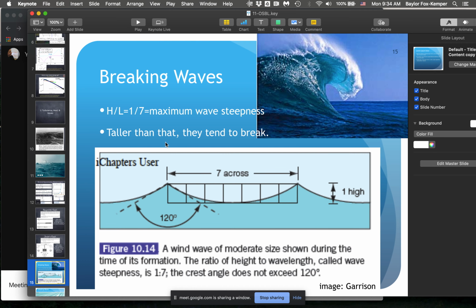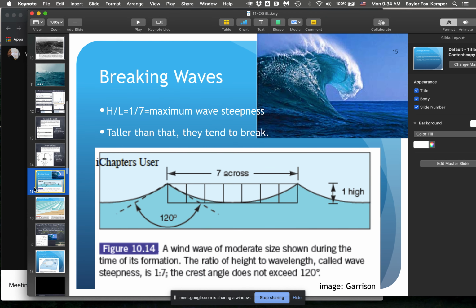Okay. So the other thing we might think about is breaking waves. And when we're thinking about the ocean surface, waves tend to break when they get steep. And this is kind of a guideline for that. So if the height of the wave is about 1/7 of the wavelength of the wave, then they tend to break. They can be steepened by a variety of mechanisms. One thing that can steepen them is wind blowing on them. So that's what whitecaps are.